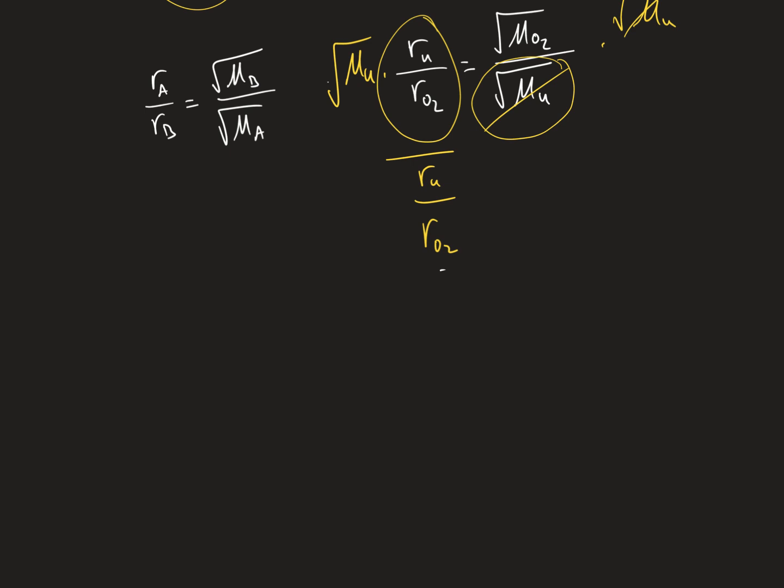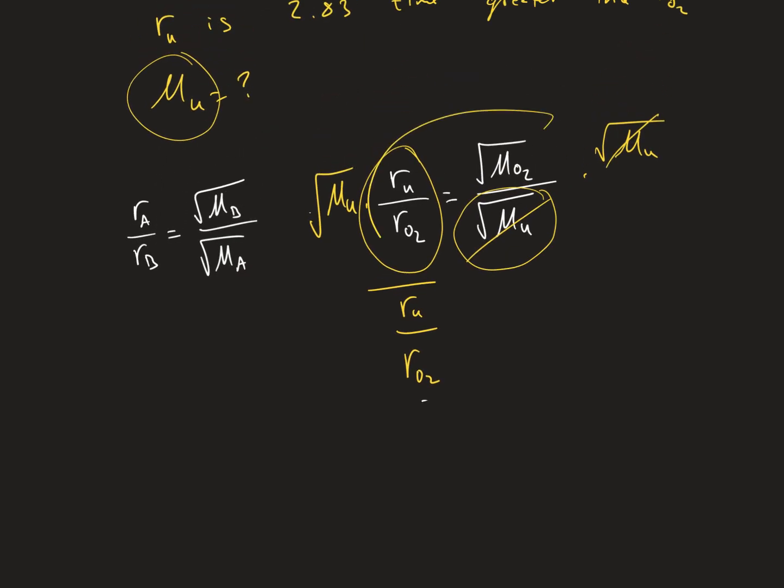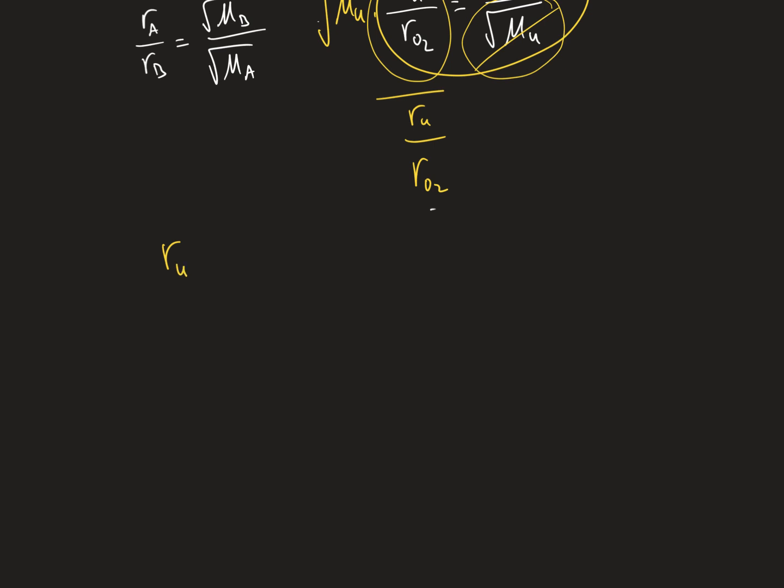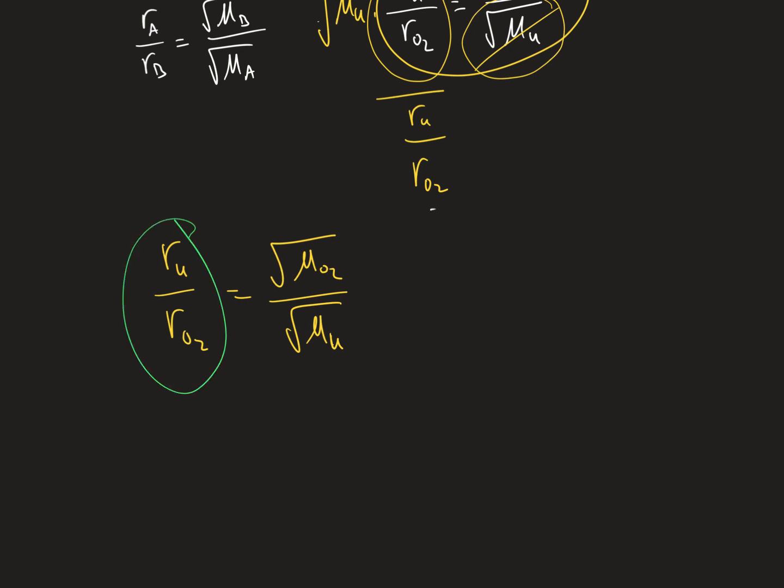Okay, so I'm going to come back here. Here's my original equation. RU over RO2 equals the square root of the molar mass of O2 over the square root of the molar mass of the unknown gas. All right, what do we know so far? We know our rate is equal to what? 2.83. Any questions on that part?